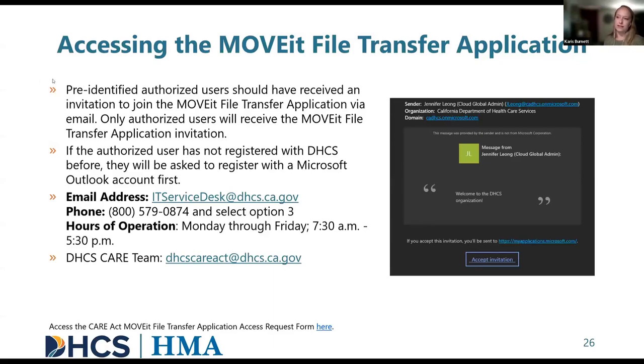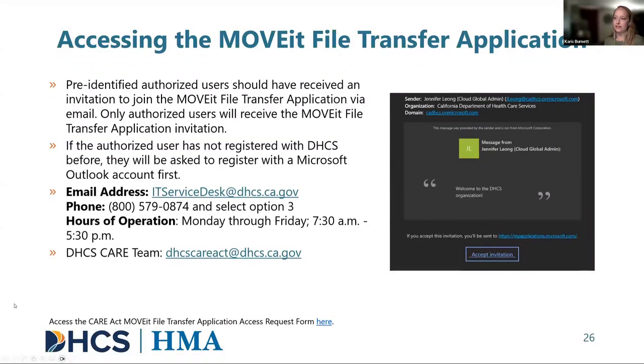Once you have received the email, you will want to register your account. If the authorized users have not registered with DHCS before, they will be asked to register with a Microsoft Outlook account. Most authorized users should already have a Microsoft Outlook account, and if not, they will be asked to create one. For any new user requests or changes to the authorized users, please use the CARE Act MOVEit file transfer application access form to submit a request.